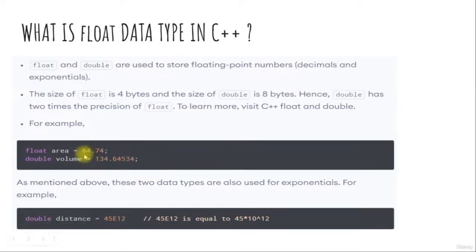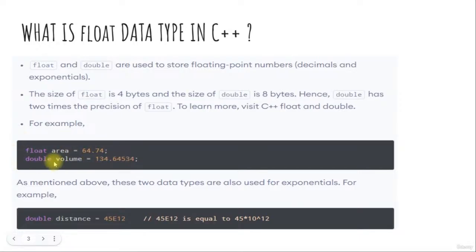Now, moving on to this example, we have one more variable called float area. So the name of the variable will be area, and the data type for this variable is float, and the value that we are trying to store into this variable called area is 64.74. This was for this line.